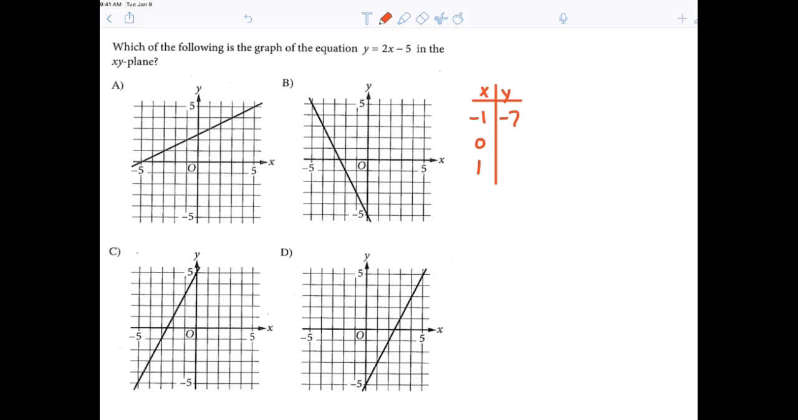No. Is the answer B? Do you agree? It's definitely not B. What about C? No. So it has to be what? It has to be D. Everybody see that? Now if you want to, you could plug 0 in and you get negative 5. If you plug 1 in, you get negative 3. So you just plot those 3 points and see which one lines up with it. Okay?